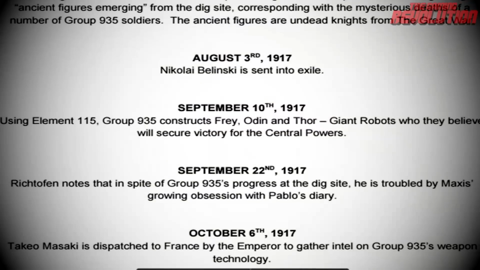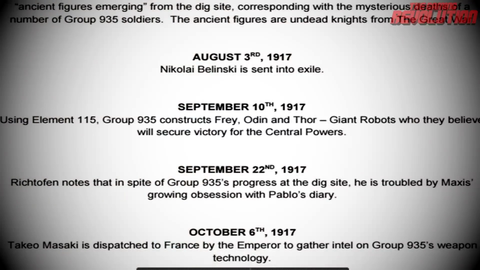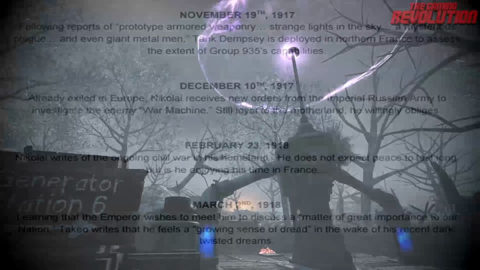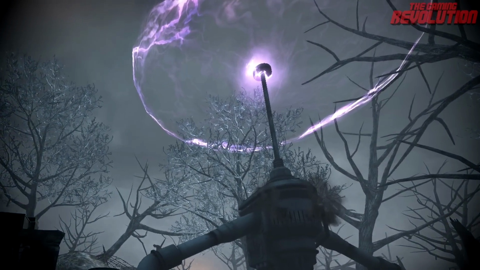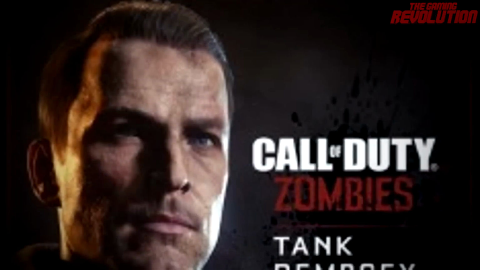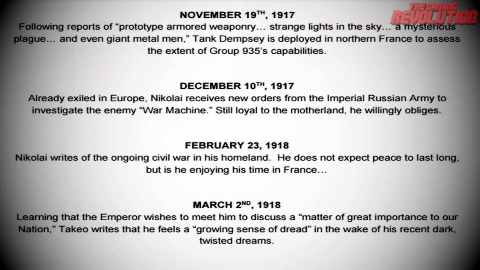On October the 6th, 1917, Takeo Masaki is dispatched to France by the Emperor to gather intel on Group 935's weapon technology. On November the 19th, 1917, following reports of prototype armored weaponry, strange lights in the sky, a mysterious plague, and even giant metal men, Titan Dempsey is deployed in northern France to assess the extent of Group 935's capabilities.